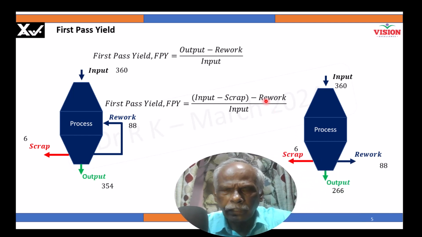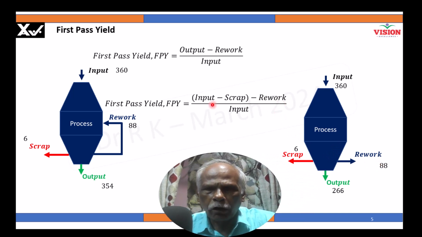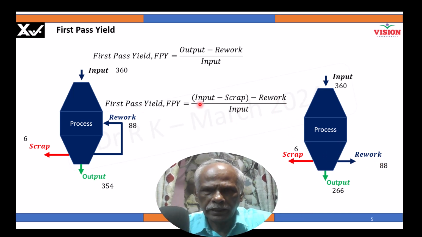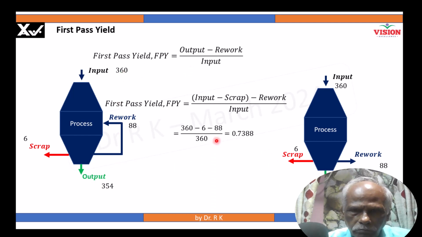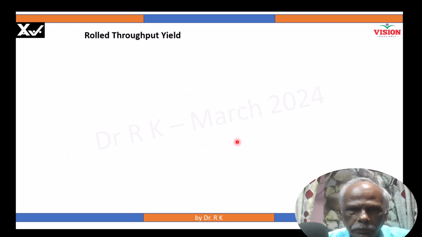Therefore, subtract these rework items, 88 items, from the output and then find out the first pass yield. That means output minus rework by input. That is, output is 354 minus 88. Therefore, if you use this traditional yield formula, it should be 266 by 360. That means 354 minus 88 divided by 360. That is the first pass yield. That is 74% only. As against 98%, we see that the efficiency is only 74%.